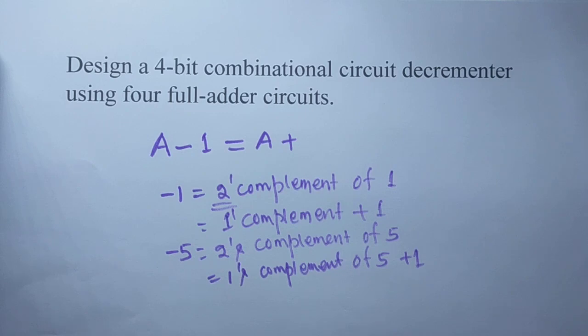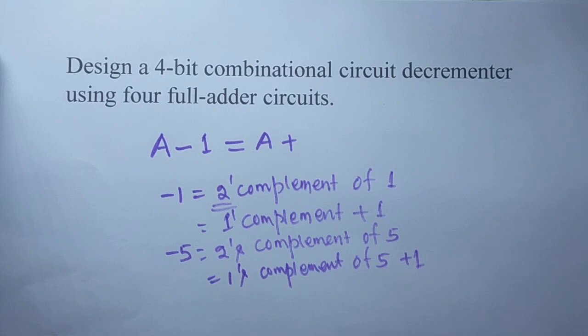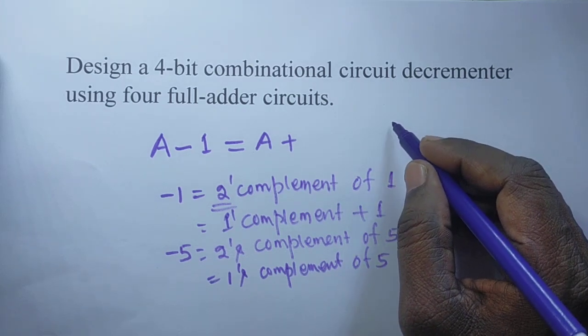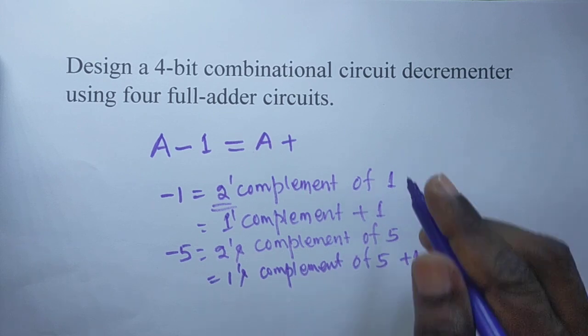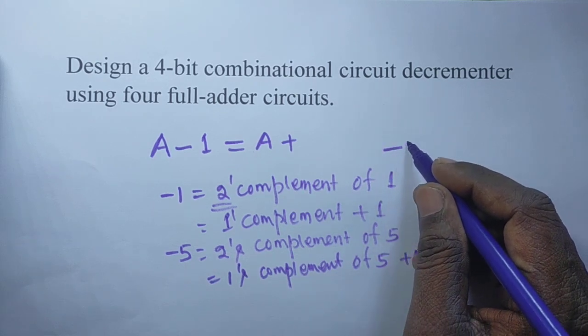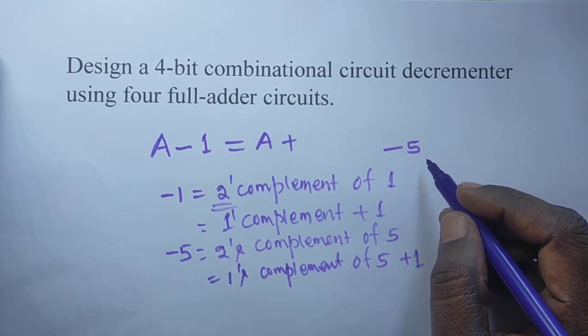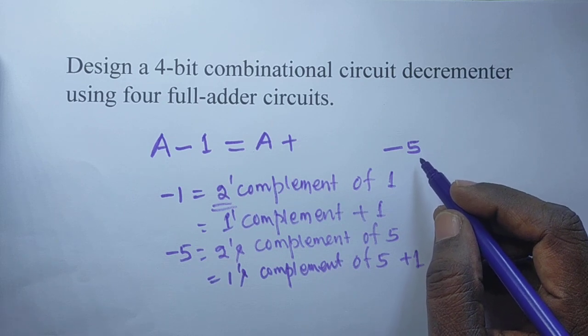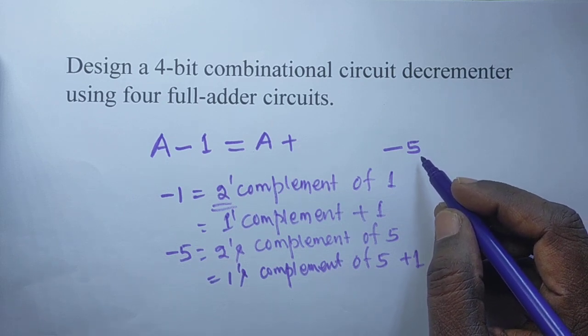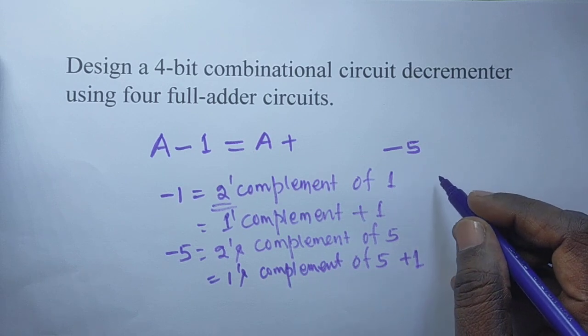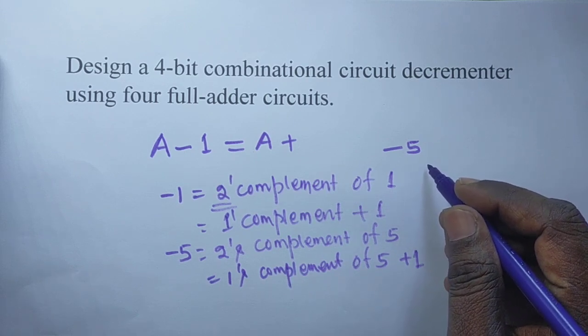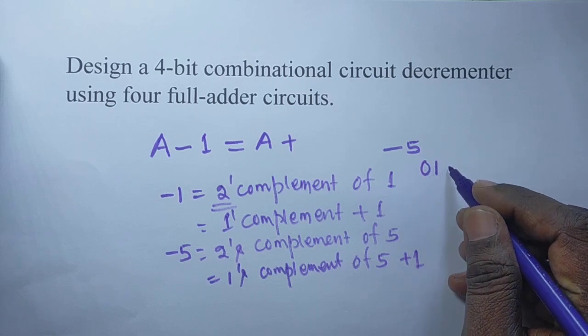Now we see how it is defined. Suppose here 5, what is minus 5? For example, we take minus 5. How to define a minus value? Simple. Minus 5 means, you see, what is the value of 5 first? The value of 5 in 4 bits is 0, 1, 0, 1.